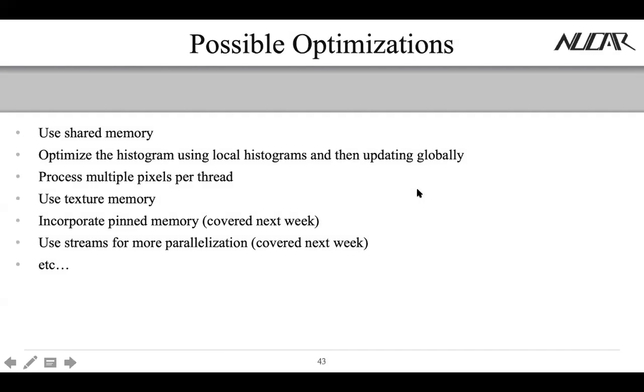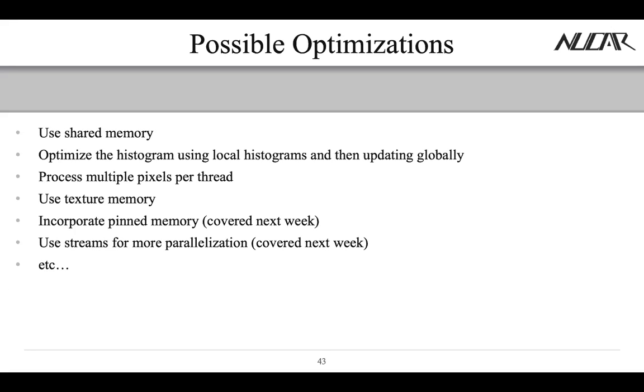So possible optimizations, you can think of so many different ones: using shared memory, optimizing the histogram using local histograms and then updating globally, maybe trying to process multiple pixels per thread. Texture memory is another. Texture memory is something that you can take a look at online, and if you have any questions, you can ask me. And the other thing is that you can use something called pinned memory. That would be covered next week. And then also use streams for more parallelization. So these two, if you find them useful, you can use them.